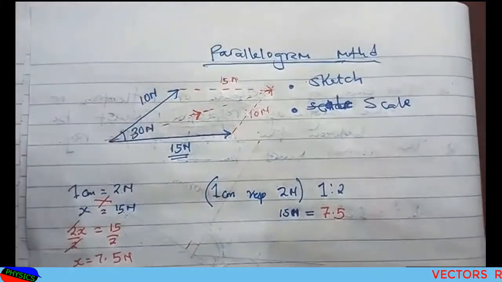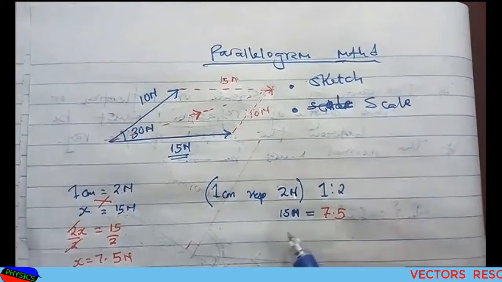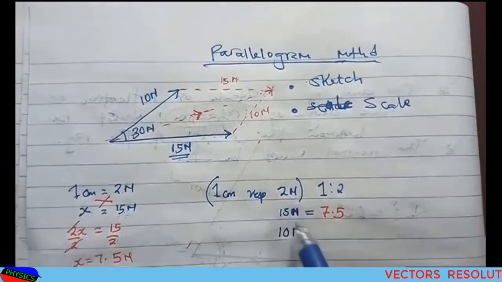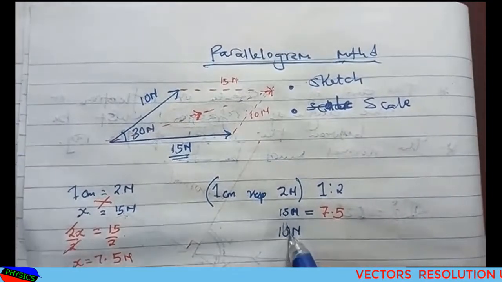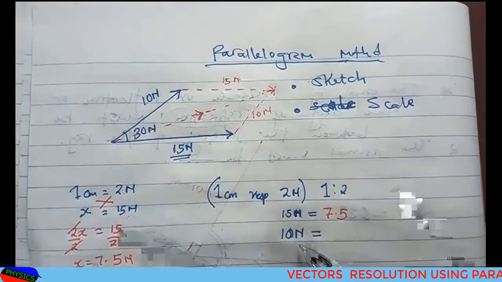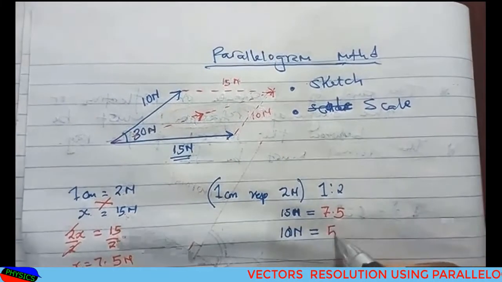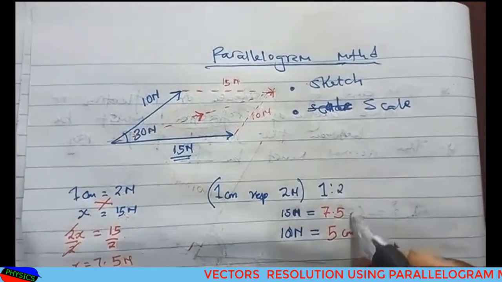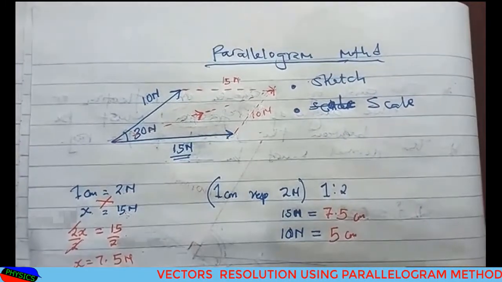I have to be careful with the scale again. So that means my 10 newtons, in other words, I'm dividing by 2. This was 15 divided by 2. So for 10 newtons, how many centimeters do I need? 5. Yes, I need 5. Okay, 5 centimeters. Thank you.